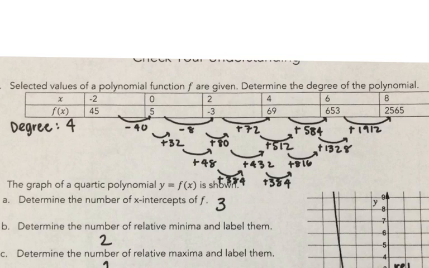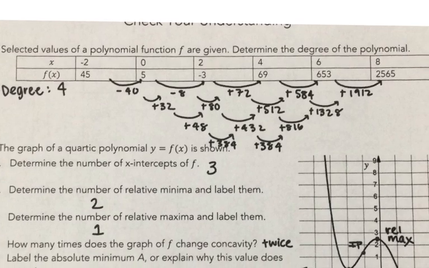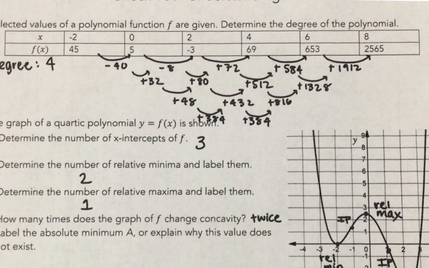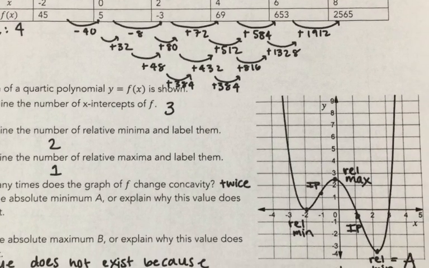Any questions about what they did or finding it was a degree 4? Everybody's good with that? Okay. 2, the graph of a quartic, which again is degree 4, polynomial y equals f of x is shown. Determine how many x-intercepts there are. So all we're looking for is x-intercepts, how many times does it cross or touch the x-axis? So right here is an x-intercept, there's an x-intercept, and here is an x-intercept, for 3 x-intercepts.